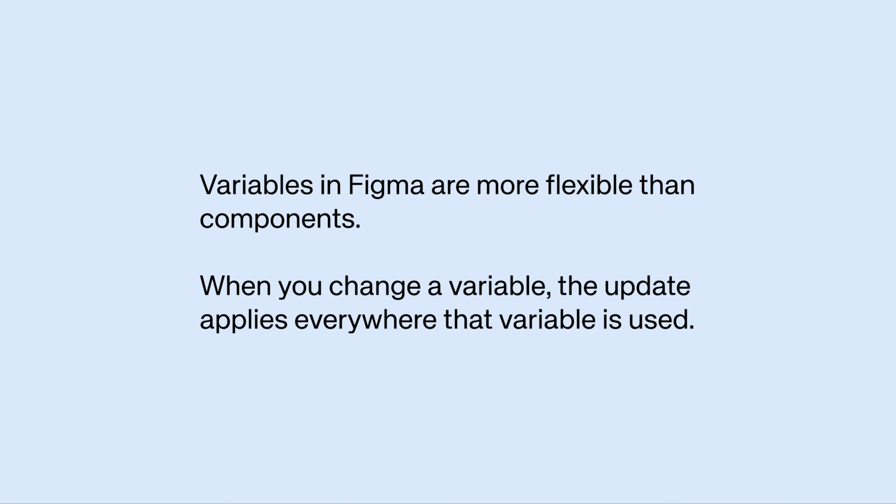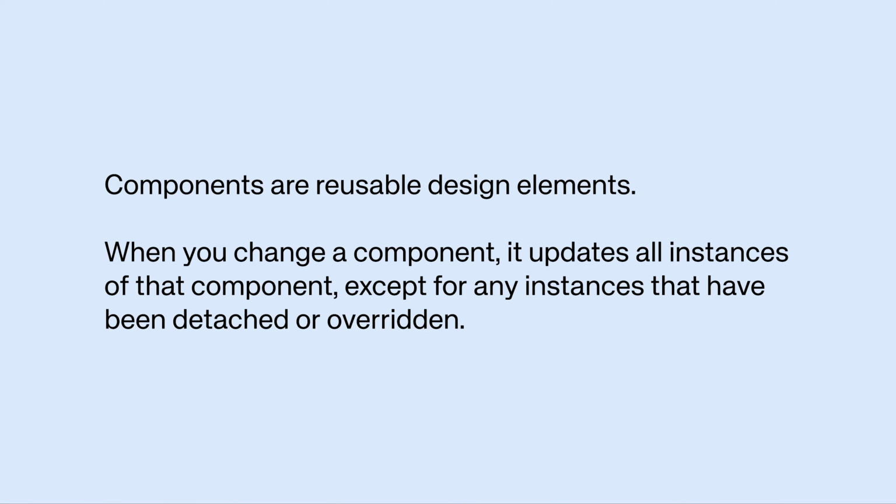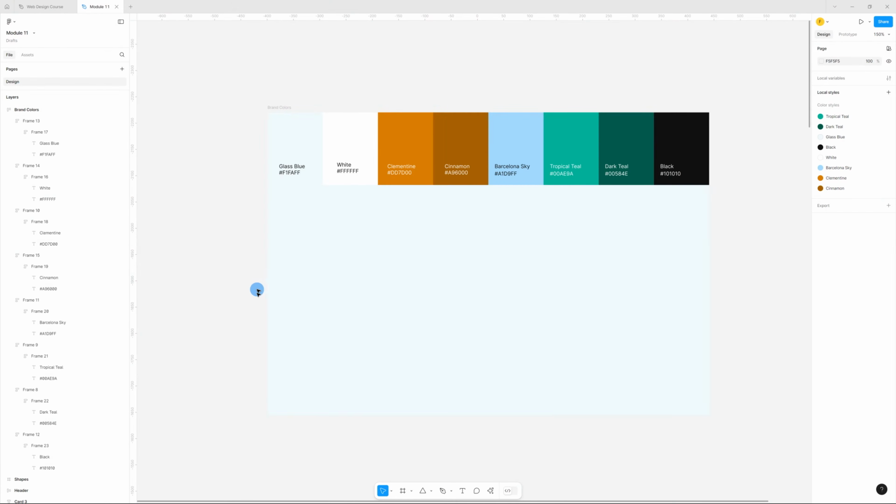Variables are applied through the Properties panel and automatically update all linked references when modified. So basically, variables in Figma are more flexible than components. When you change a variable, the update applies everywhere that the variable is used. Components are reusable design elements. When you change a component, it updates all instances of that component, except for any instances that have been detached or overridden.